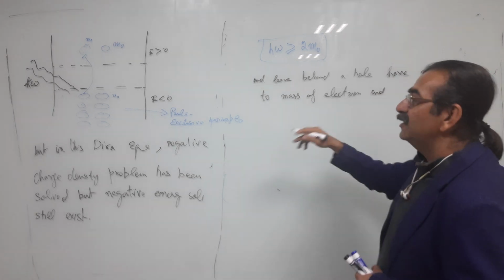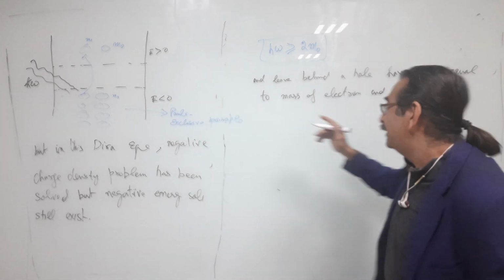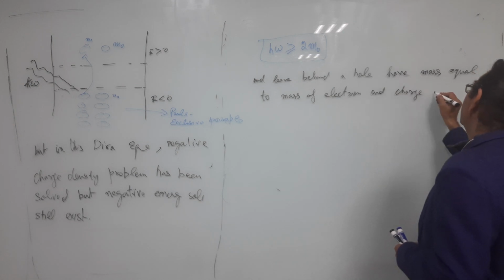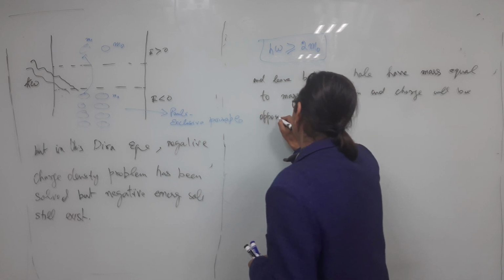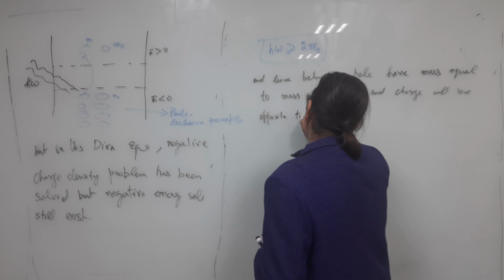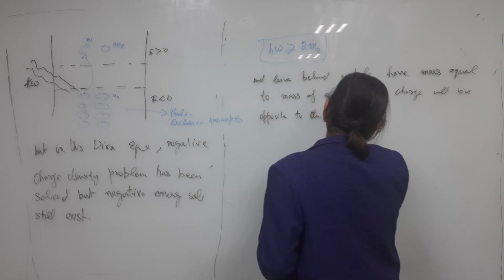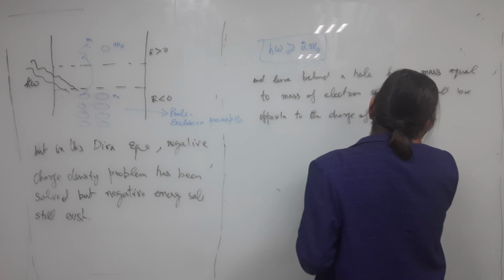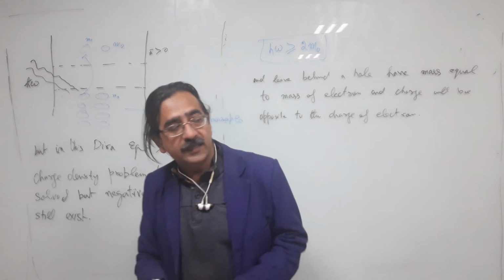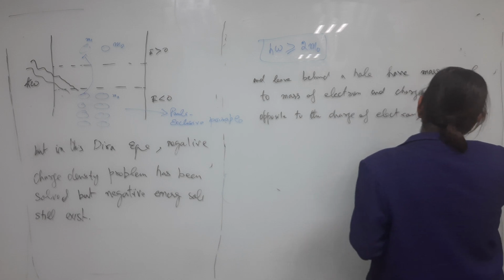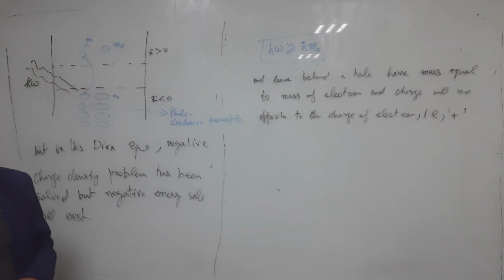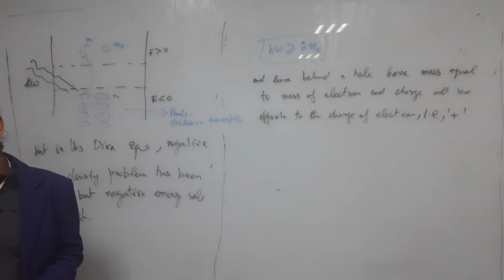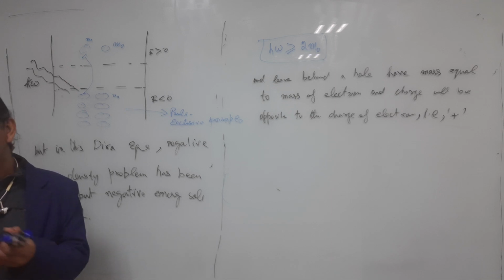And what will be the charge? The charge will be opposite to the charge of the electron. What is that? Positive. So he stated that, you may say, this is like an antiparticle.